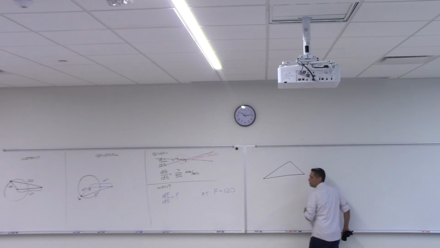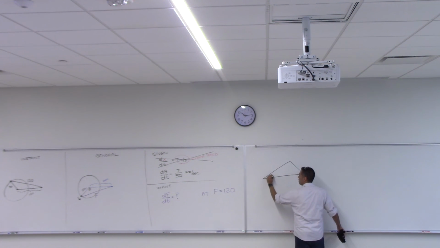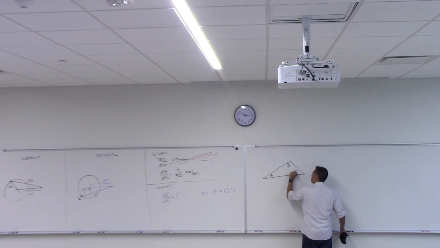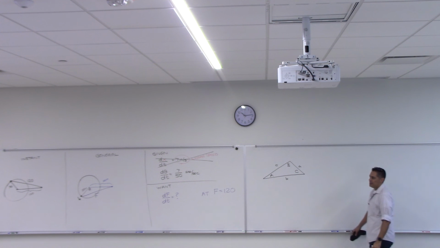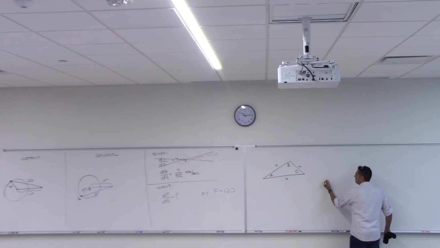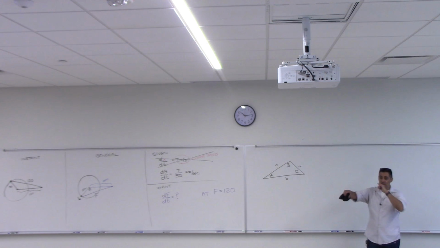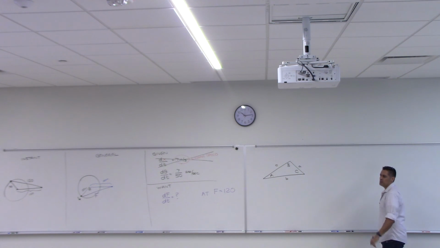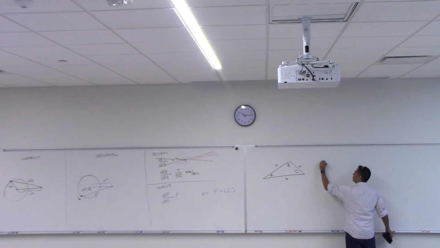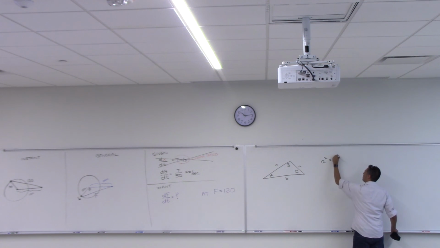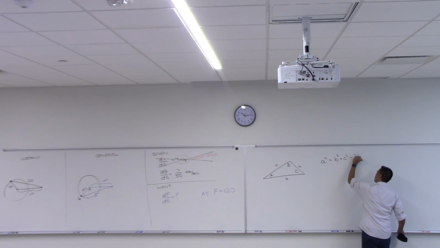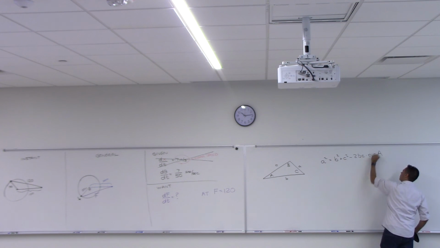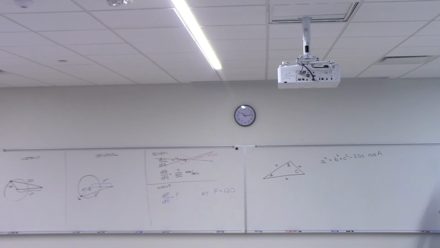If you have an arbitrary triangle, and we call this angle A, B, and C, and this is little a, little b, little c. The law of cosines says, anyone remember the law of cosines? It's on your formula sheets. There are 3 of them. Just read the first one to me. A squared equals B squared plus C squared minus 2BC cosine of A. There are 3 of these, but they're all basically the same formula.